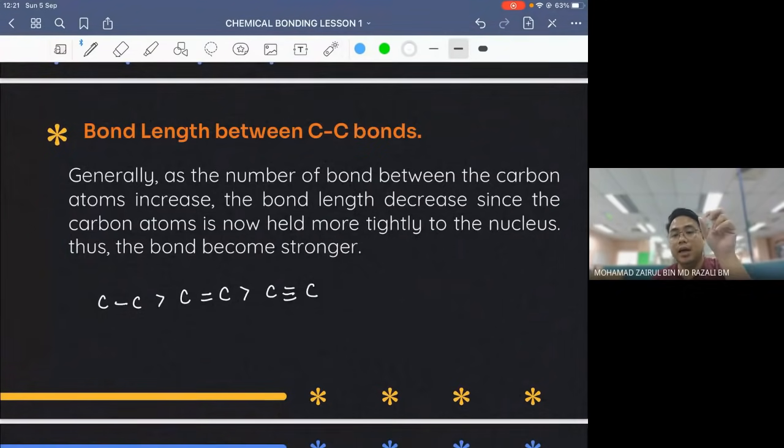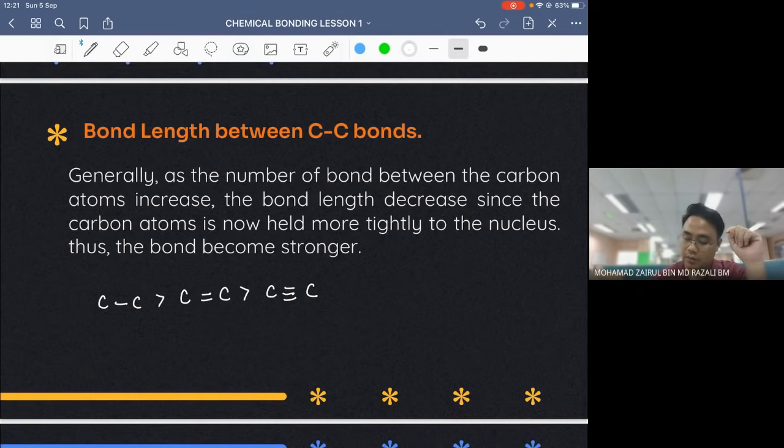So lagi banyak bond between the carbon atoms, the bond length will be reduced. So maknanya lagi banyak elektron yang concentrated dekat antara 2 carbon tu, maknanya lagi banyak elektron yang concentrated dekat nucleus. That's why in terms of strength, triple bond akan lagi stronger dari double bond, dan double bond akan lagi stronger compared to a single bond.